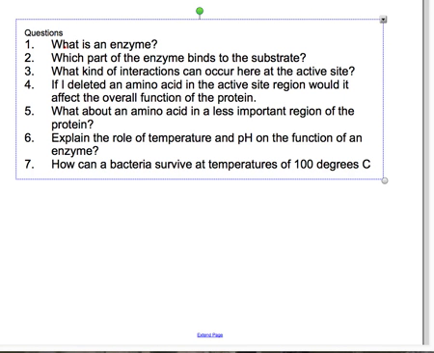So pause the video and answer some of these questions about an enzyme. What is an enzyme? Which part of the enzyme binds to the substrate? What kind of interactions can occur here at the substrate? And then 4, 5, and 6 are some nice thinking questions.